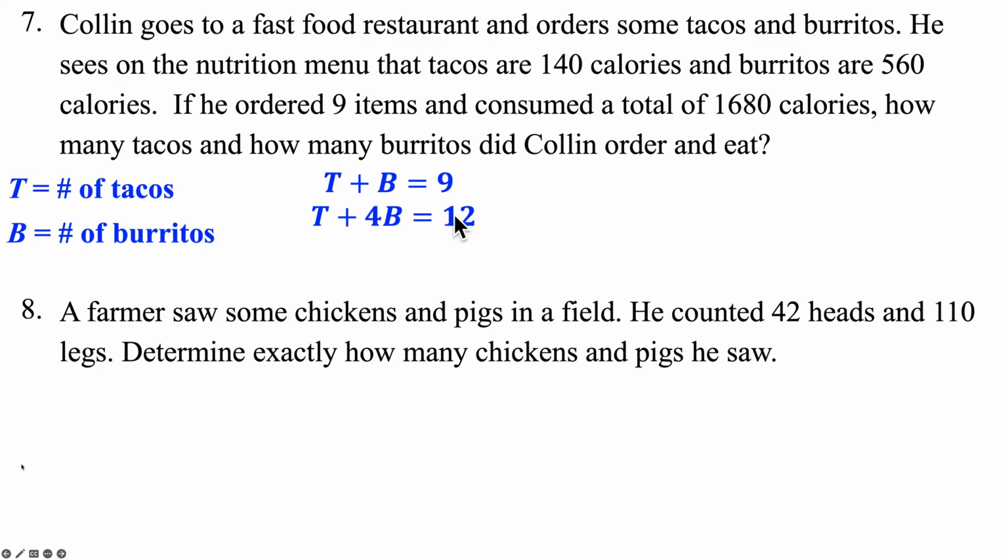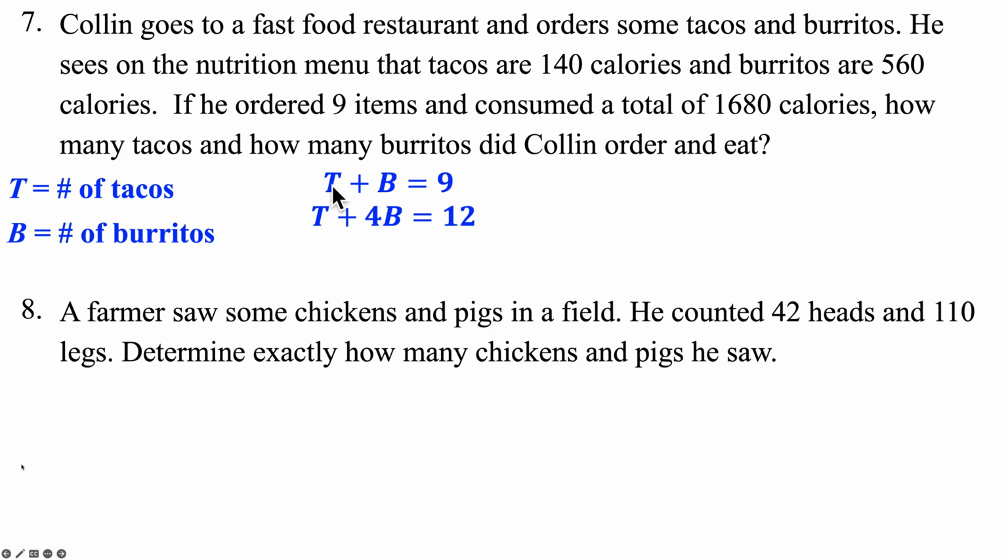1,680 divided by 140 is 12. They usually always do that. So they want you to work harder, not smarter. So when you get big numbers, think about dividing out a common value.